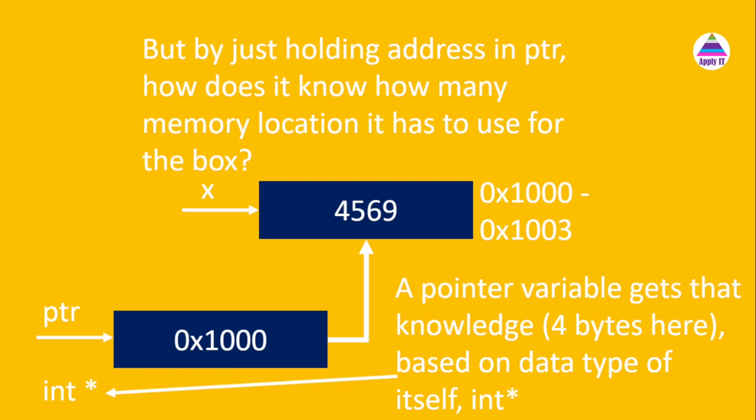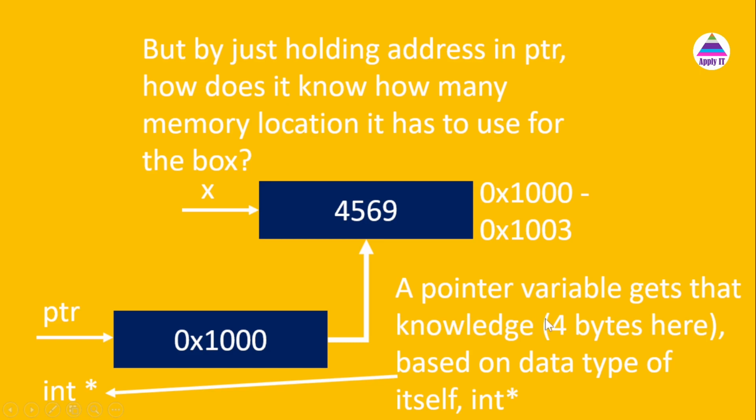But by just holding address in ptr, how does it know how many memory locations it has to use for this box? Because this box is representing integer variable which has 4 bytes. If we have some other variable of some other data type, it may take 8 bytes. We don't know. So this ptr variable has to know how many memory addresses, how many bytes are making this variable x. So there comes the data type of pointer. So if you have this ptr as a pointer variable, it will have some data type which will be matching to the data type of variable x whose address it is going to hold. So integer asterisk, that is called as the data type of the pointer.